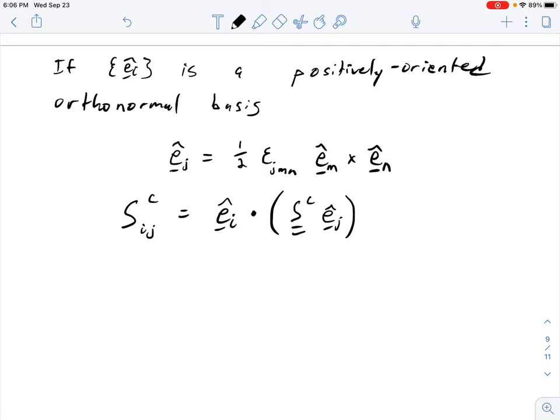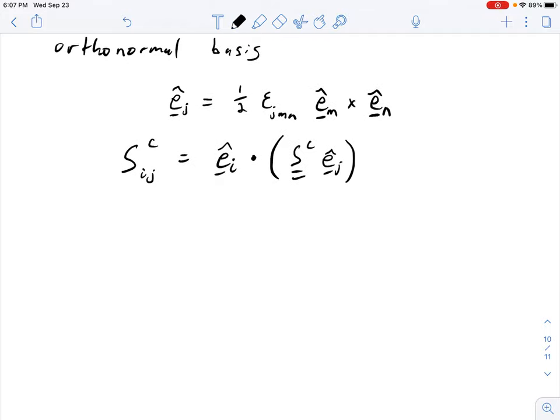All right, well, we know we can substitute this expression in for e_j. So that is equal to e_i dot the cofactor tensor, and then 1/2 epsilon JMN e_m cross e_n.